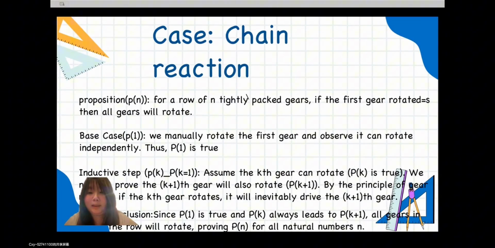Story 2, gears. A row of gears are tightly connected. If we turn the first gear, all gears will turn. Why? Because the first turns the second, the second turns the third, and so on. If we assume the k-th gear turns, it meshes with the next gear, so the (k+1)-th gear also turns. Induction is like dominoes: push the first one and all the rest fall.